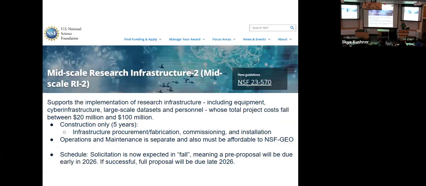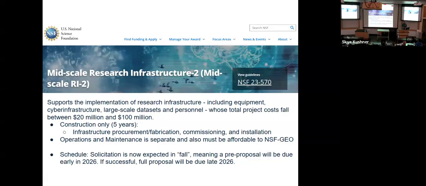So that is for construction, which is putting things out. It is not for operation. Operation has to be supported by NSF, Earth Sciences, Geosciences, or God knows whatever happens with the NSF's reorganization. So the operations and maintenance also must be affordable to NSF, whatever we would put out.